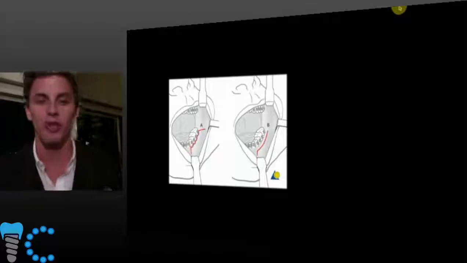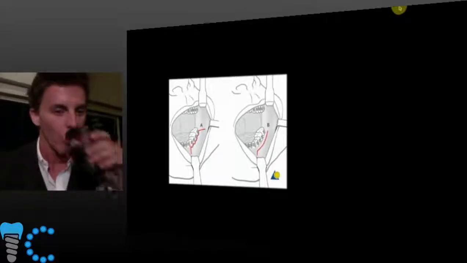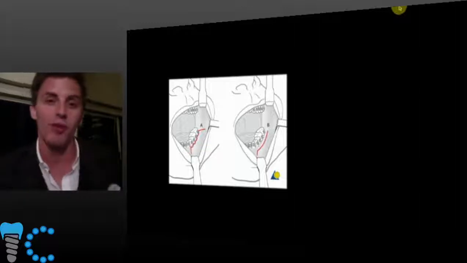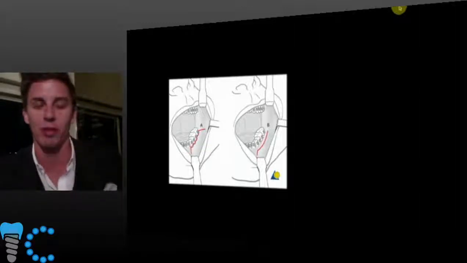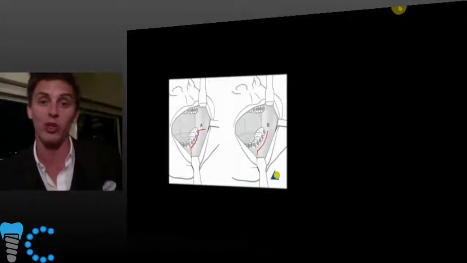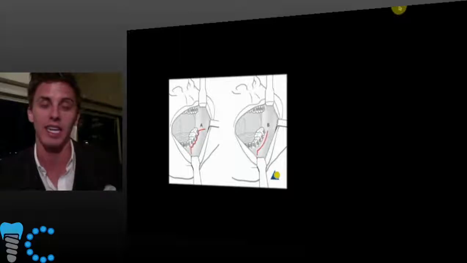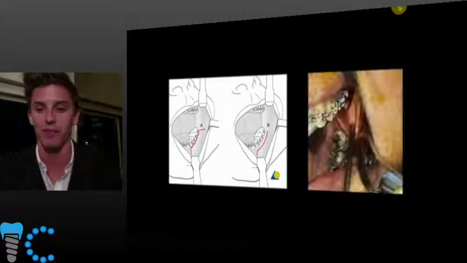So these are the two flap designs that we can choose. These flap designs are very common for the bilateral sagittal split ramus osteotomy. This is the type of dissection that we still use because we have to dissect the medial portion of the mandible to get access to the lingual nerve.